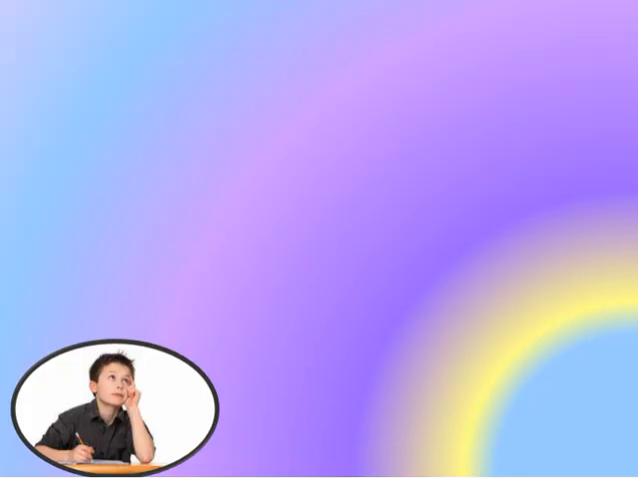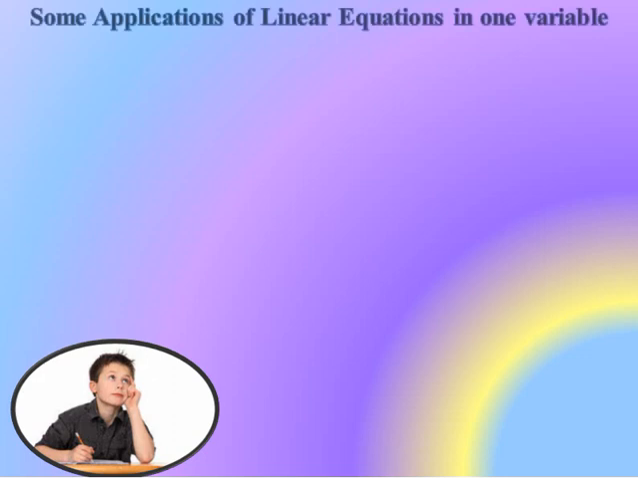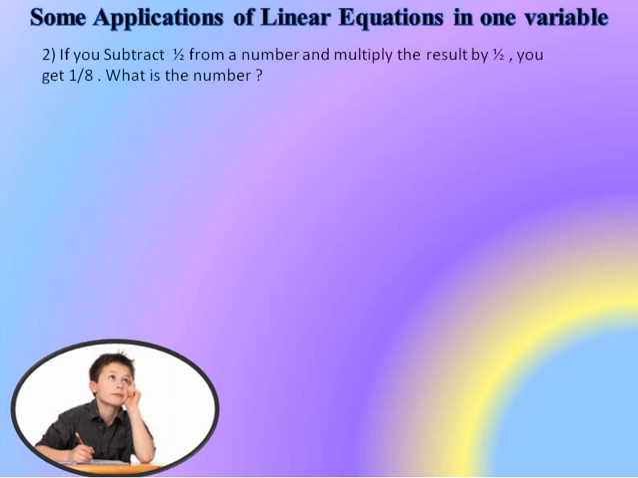And let us consider one more problem. If you subtract 1 by 2 from a number and multiply the result by 1 by 2, you get 1 by 8. What is the number? Here a number is there. If you subtract 1 by 2 from that number and multiply the result by 1 by 2, the result will be 1 by 8. The question is clear. Let the number be x.